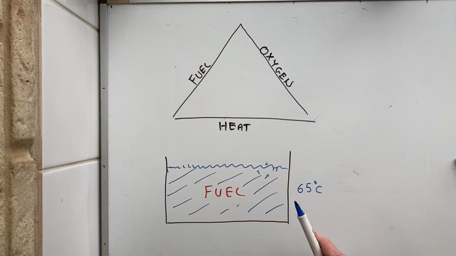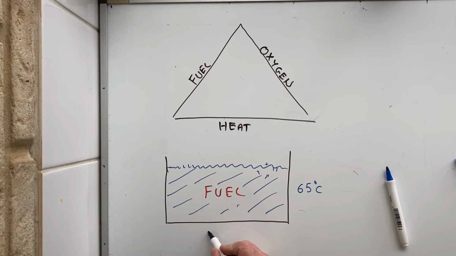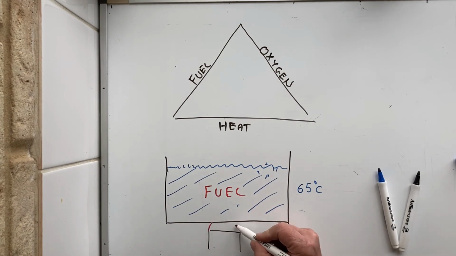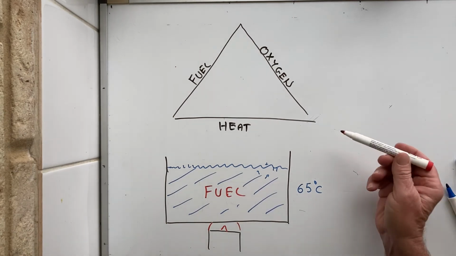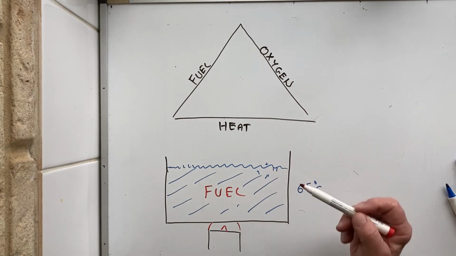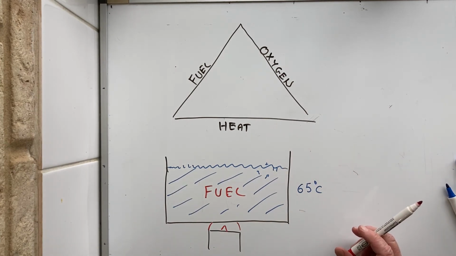So what we're going to be doing is setting a pot of diesel onto a fire, and then we're going to add a flame. After we add that flame, we're going to increase the temperature of that diesel, and we're going to continuously try to put a lighter in to set fire to that diesel, and it won't burn until we get to that 65 degrees Celsius.